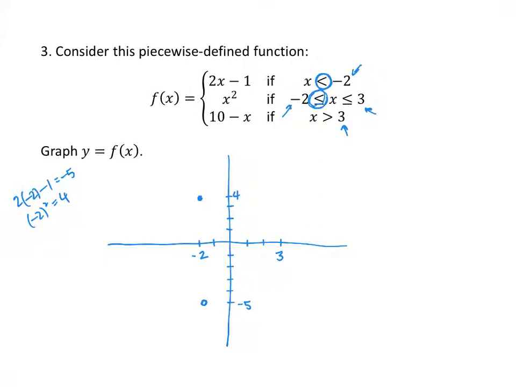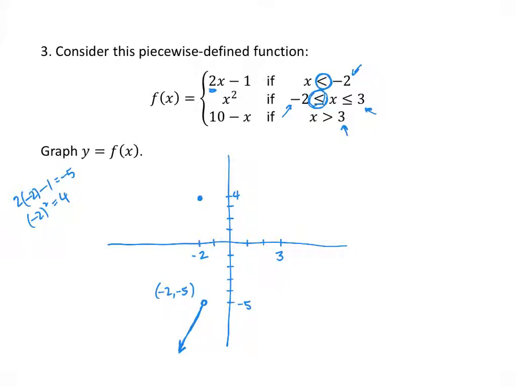Now, what does the function look like to the left of the point negative 2 comma negative 5? Well, it's a line with slope 2, and that means that the function is going to look like this. It's going to be a line with slope positive 2, and so to the left, for x less than negative 2, that's what my graph looks like.